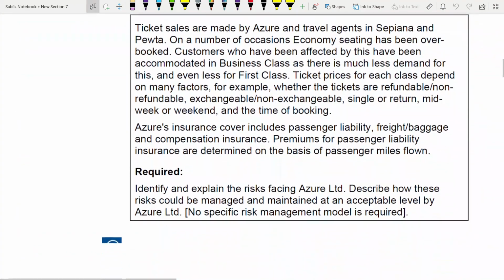The requirement basically says you have to identify and explain the risks that this company is facing and how they should be managed. Remember, there is no specific risk management model required. But you still have to use a model when you answer, especially on how risks are managed. No specific model means you don't have to use TARA or SARA. Other than that, there are other ways that you can discuss how that particular risk can be managed.